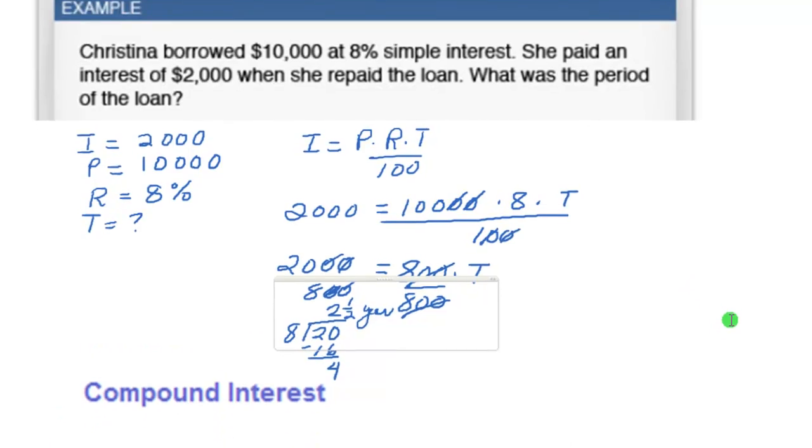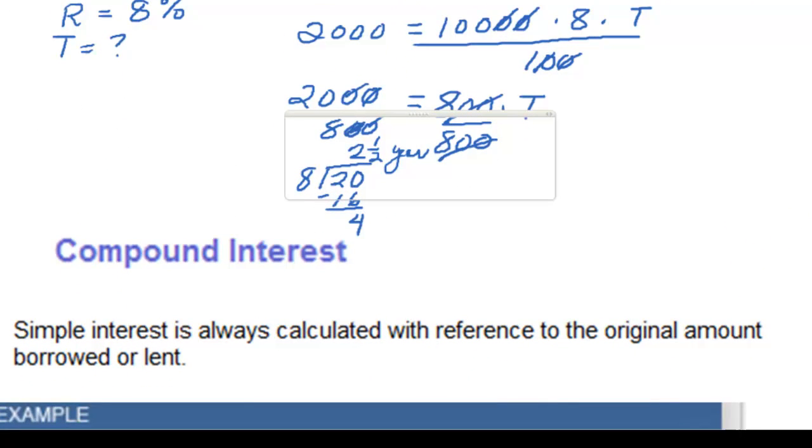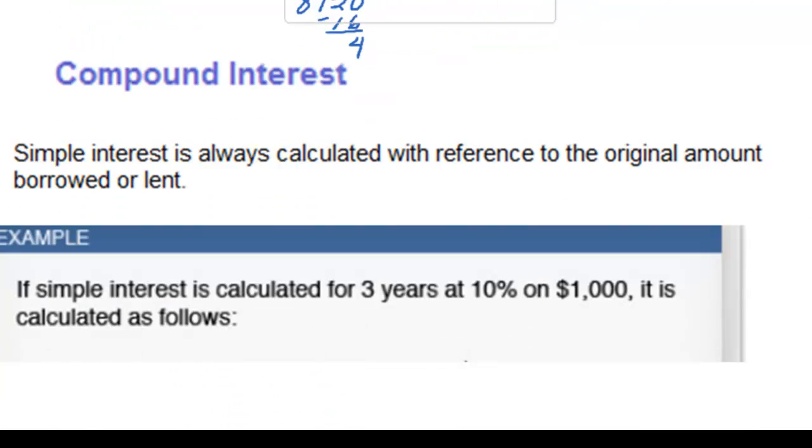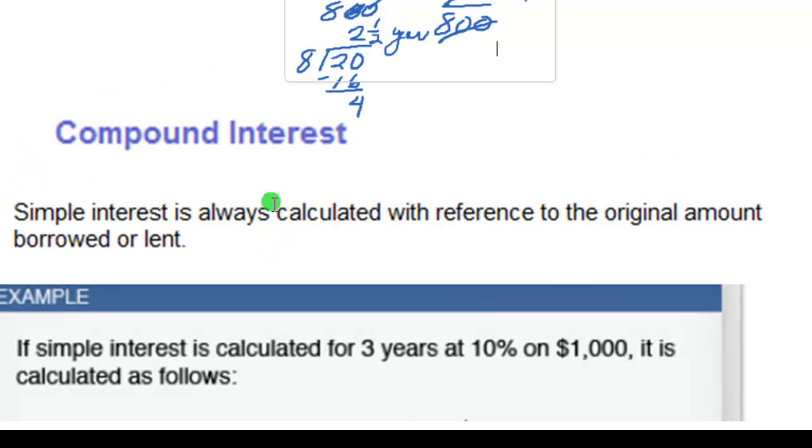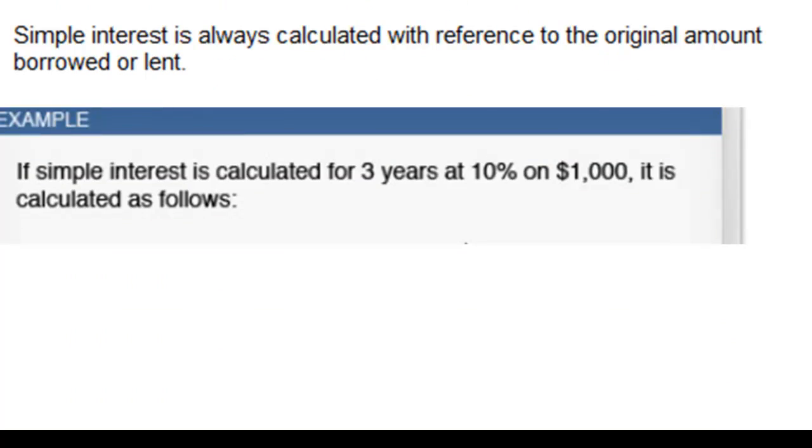Okay, so those examples we just did were simple interest. And again, I want to remind you that simple interest is always calculated with reference to the original amount borrowed or lent. So in other words, your principal amount doesn't change. In all of these problems, we had one set principal, and then we computed the interest at the end of the loan period. Okay, so before we start talking about compound interest, let's do one more example here.